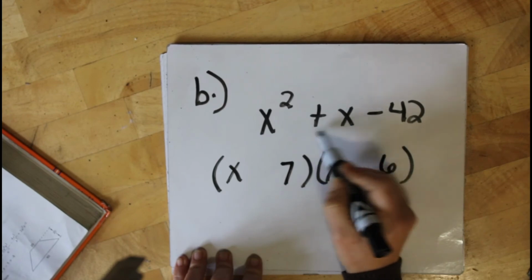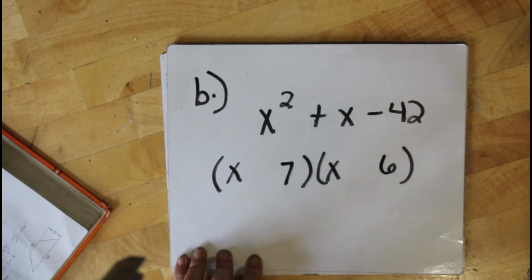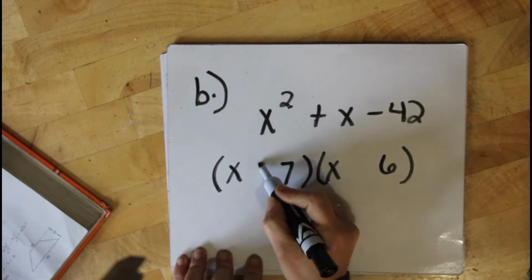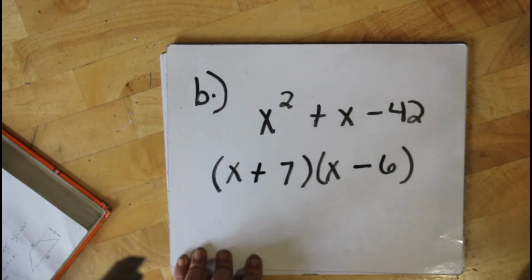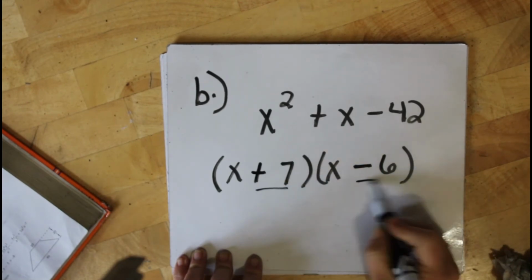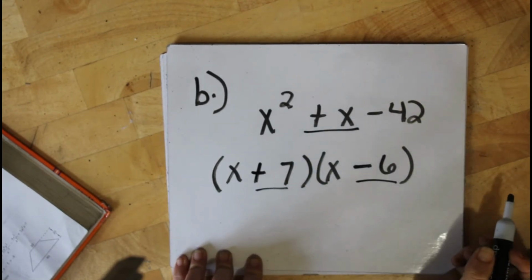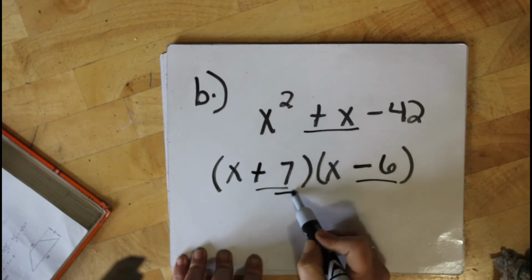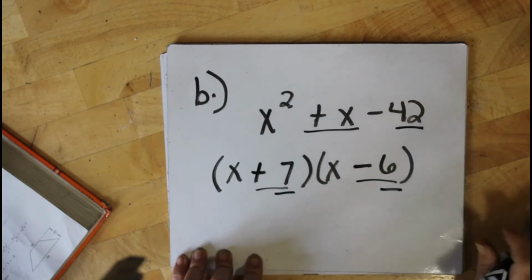Now this one we want to come up with positive 1. So if we do 7 minus 6, we're going to have positive 1. So do you see how positive 7 minus 6 is going to make positive 1? And then 7 times 6 is 42.